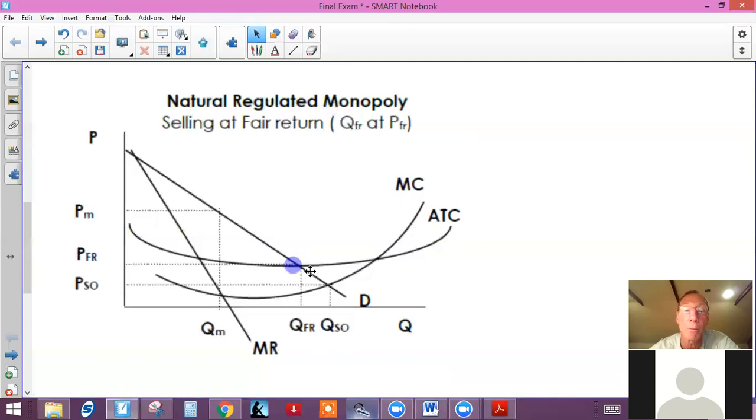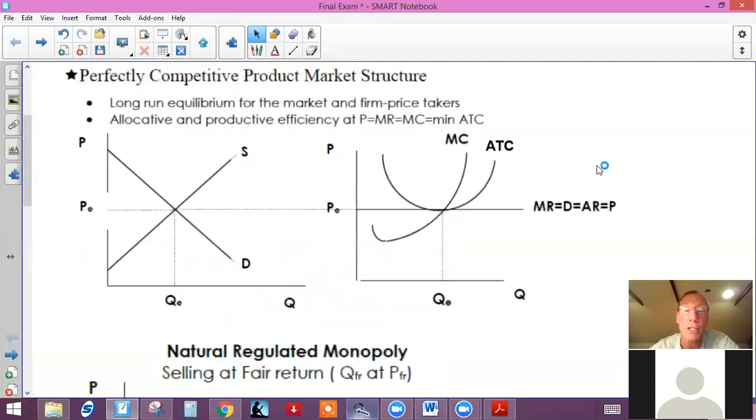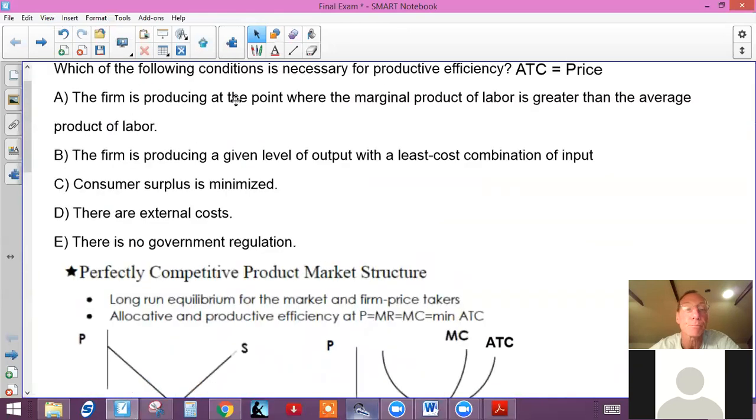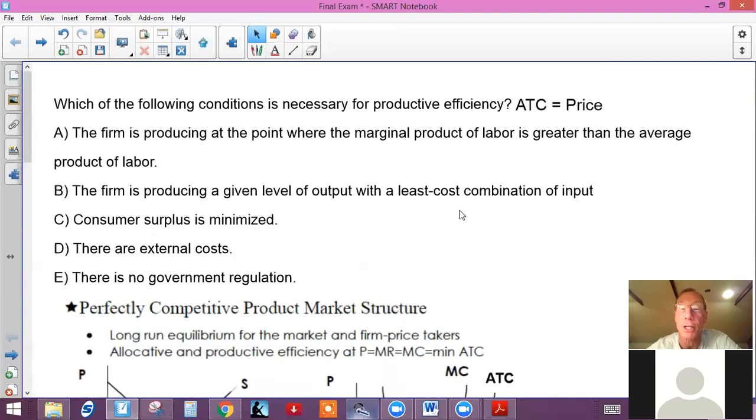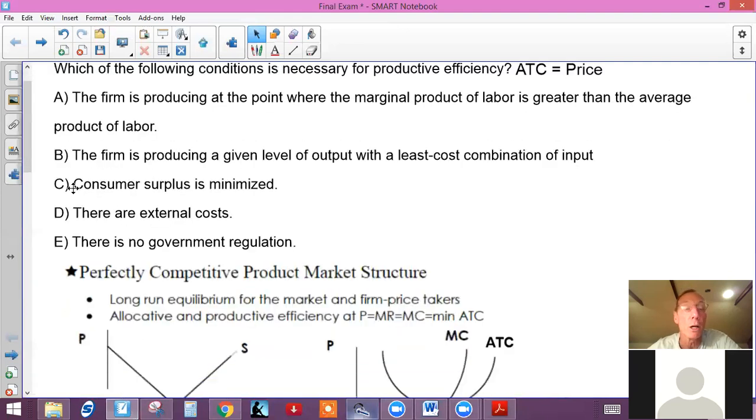That would be like saying that the firm is producing at a given level of output with a least cost combination of input, okay? Now that doesn't mean they're going to necessarily produce there, but that is what it means to be productively efficient.